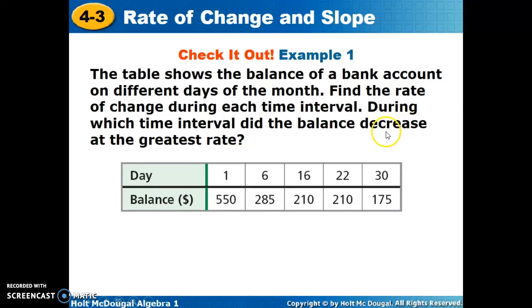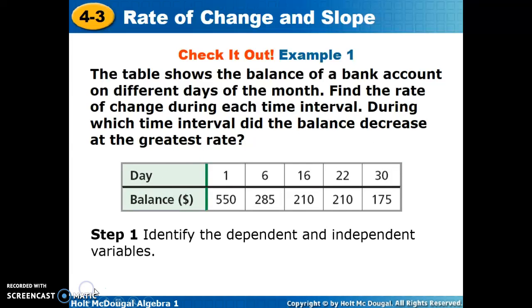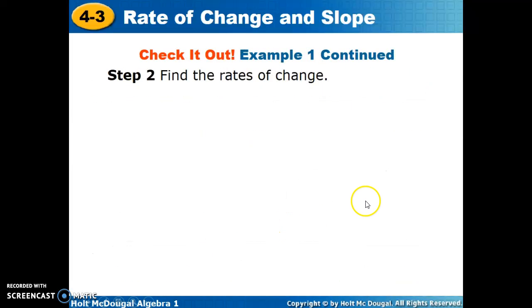Example 1, table shows the balance of a bank account. Find each rate of change and the interval in which the balance decreases at the greatest rate. Go ahead and calculate those rates of change and come right back here and we'll check your answers. So step number 1 is to identify dependent and independent. And we've talked about time. Time basically is always independent. So we're going to look for the change in the balance over the change in the days. Dependent is balance, independent is days.